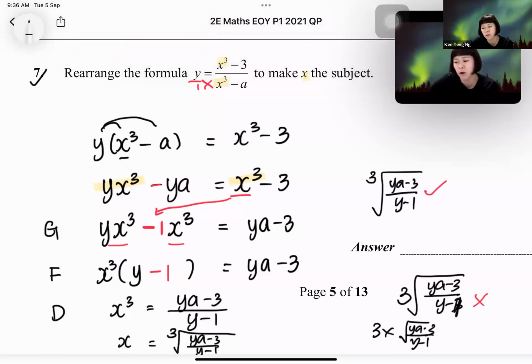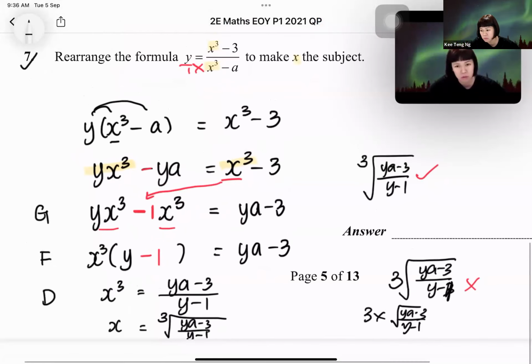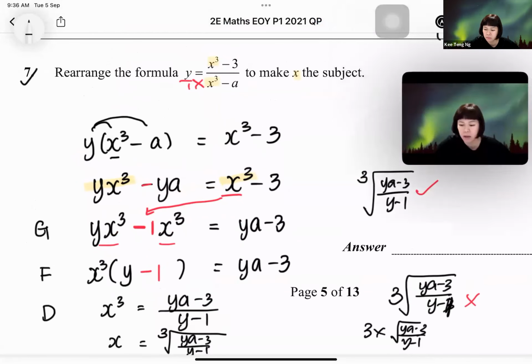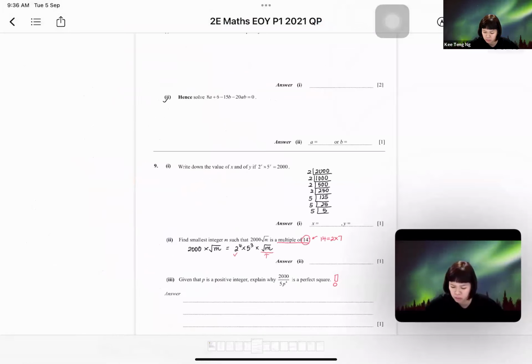All right, if you are okay with this question, give me a thumbs up. Then I'll continue to the next question. Okay, I can. All right, next one.